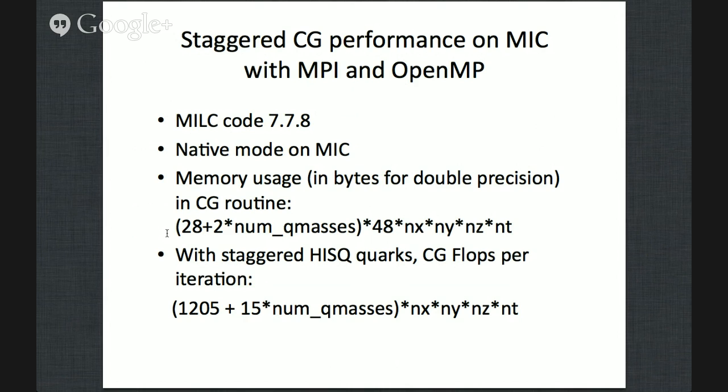So the memory usage in the conjugate gradient routine, in this case for the multiple mass conjugate gradient inverter, is like this. And then we use the staggered HISQ quarks, and the flops per each conjugate gradient iteration is like this. So the number of quark masses is the number of masses that we use in the inverter.